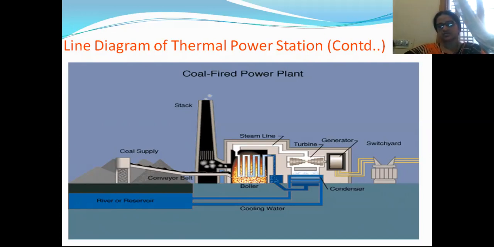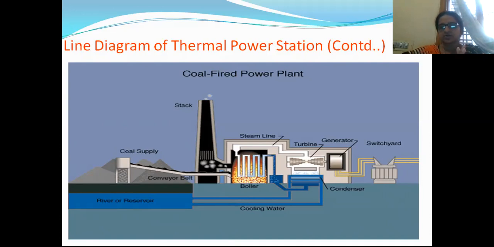What this condenser does is, at the end of the turbine, the exhausted steam is given to the condenser. And from the river or reservoir, at the down part of the slide, at the left corner, we have a river or reservoir. From the reservoir, you are adopting a natural cooling technique here. Even you have artificial cooling techniques also.